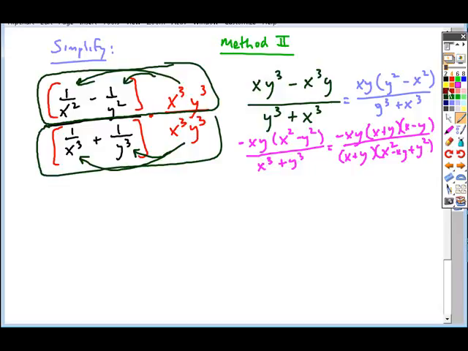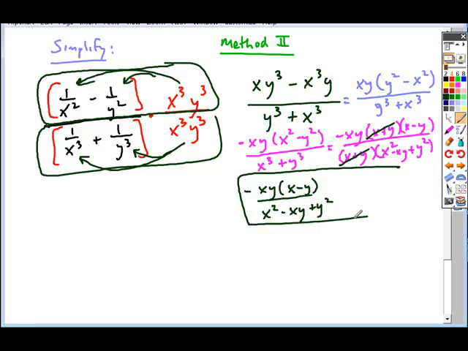Okay, and so again, you continue with the steps in simplifying, and that step is to cancel any common factors. So our x plus y's cancel, and we're left with our overall answer of negative xy times x minus y all over x squared minus xy plus y squared. So there's my simplified form.